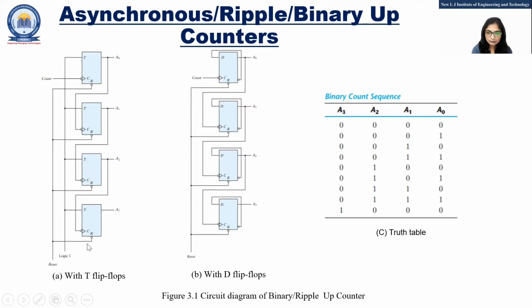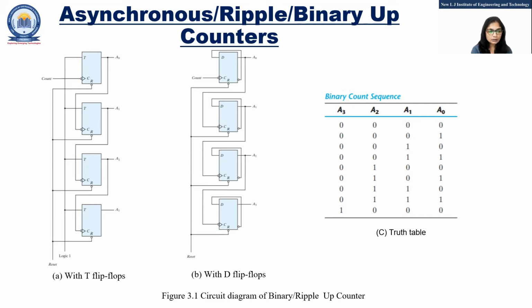So what is the function of the T flip-flop? Whenever we apply T equal to 1, it will simply toggle the previous state. Suppose the previous state is 0 and T is 0, then we get the same output. But if T is 1 and the previous state is 0, it will simply toggle the previous state, meaning the output will be 1. This is the clock input. Fine. We are applying a negative edge trigger clock pulse.